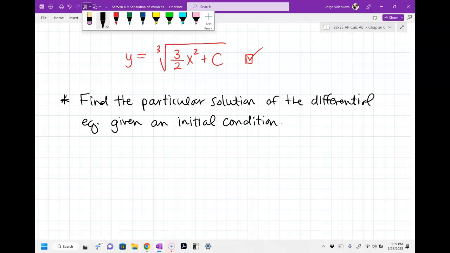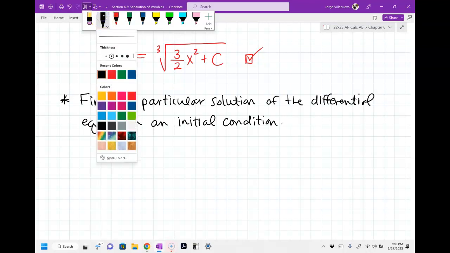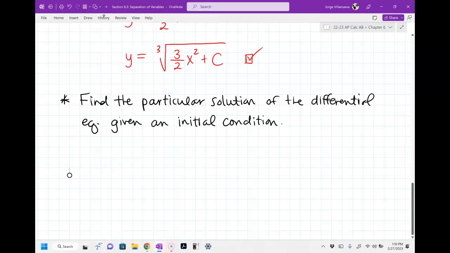Sometimes it's obvious. Sometimes they will literally tell you f of 2 equals 7. Okay, so x is 2, y is 7. I got it. So it depends on the problem. We'll see those when we start practicing. But that's an initial condition, okay? So here we go.